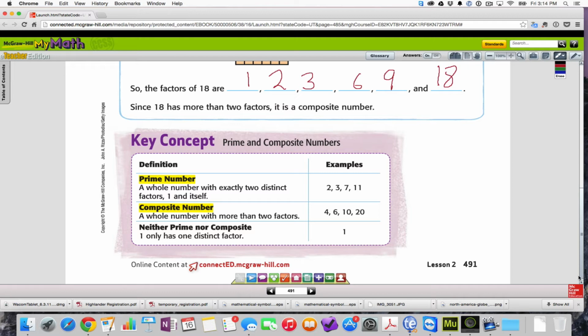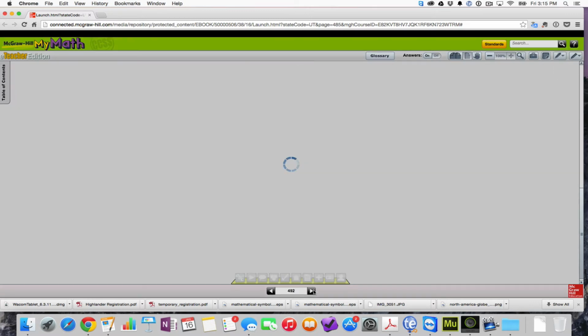Now, 1 is kind of an interesting situation. We don't consider it either prime or composite because it only has 1 distinct factor. And if you look at the definition of a prime number, it has exactly 2 distinct factors, 1 and itself. So because 1 only has 1 factor, it is neither prime nor composite. Let's go ahead and move on to the next page.